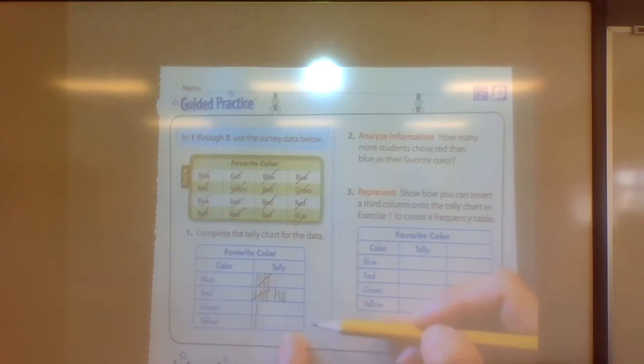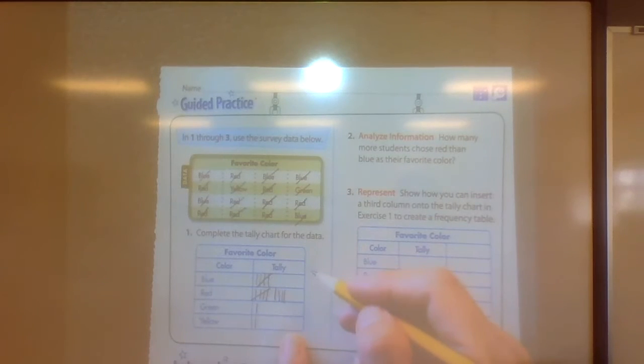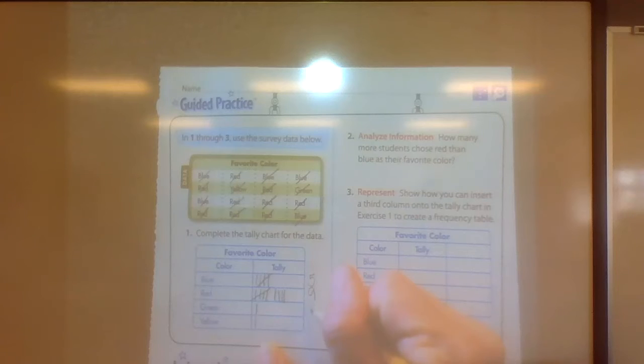Now that I've had my tally marks written here, I am going to label my frequency chart with numbers because that's what I need to do math with. I can't use tally marks in math. I've got to label my chart with numbers. So there were five people that said blue was their favorite color. 5, 6, 7, 8, 9 people said red was their favorite color. 1 person said green was their favorite color, and 1 person said yellow was their favorite color.